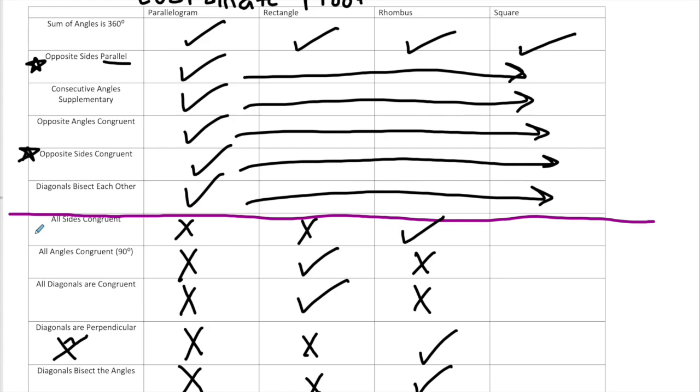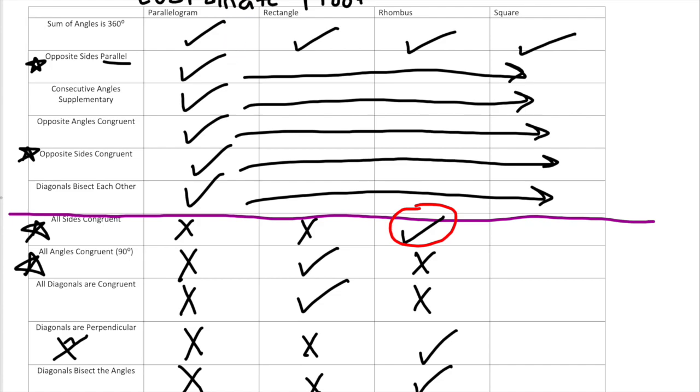So if we're thinking about coordinate proof, what we need to do at the very minimum is show opposite sides parallel, opposite sides congruent. That establishes that we have a parallelogram, okay? But we now need to look at this feature right here, all sides congruent. So if I can show opposite sides parallel, opposite sides congruent, all sides congruent, that means I must have a rhombus. It couldn't possibly be a rectangle, because if it were a rectangle, this wouldn't be true, okay? Now, on the other hand, if I believe that I have a rectangle, I need to be able to show that all angles are congruent.